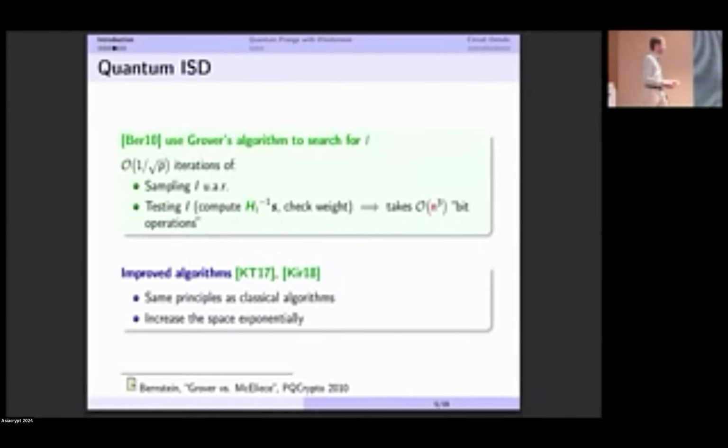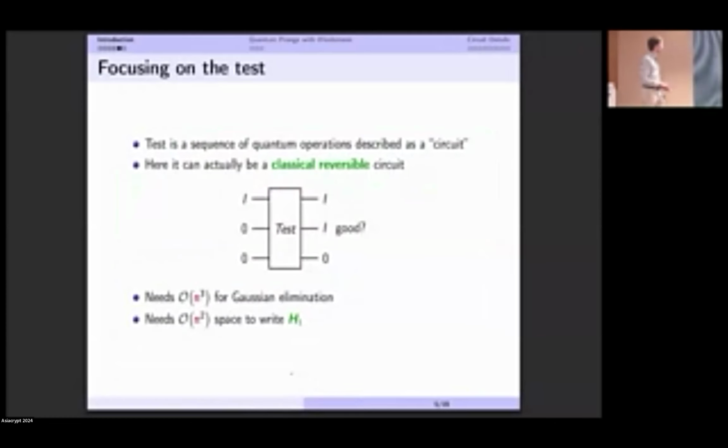So we're not focusing on that either. If we want to optimize Grover search in our case, and if we want to optimize the quantum ISD, we have to focus on the test. Because it happens that the testing operation, the moment where you decide if your choice of columns is good, is what contains most of the cost of the circuit, both in space and in time. The rest is not dominating.